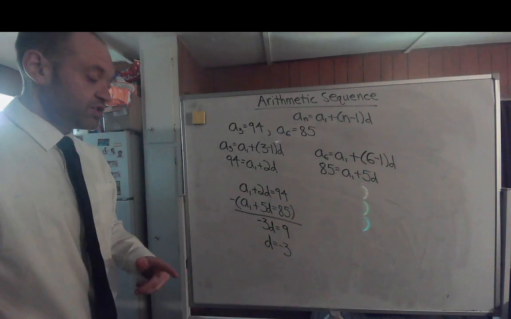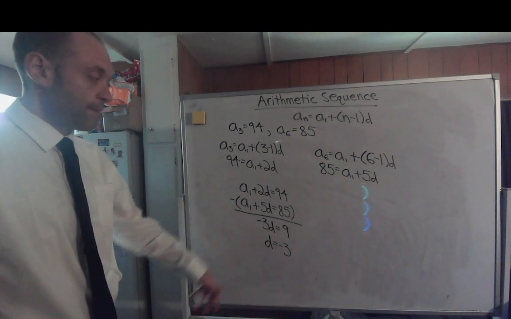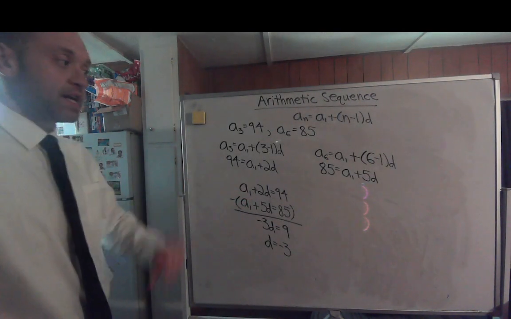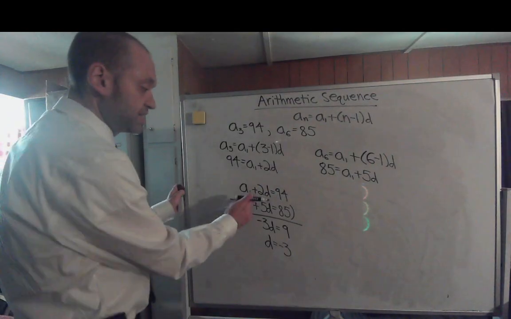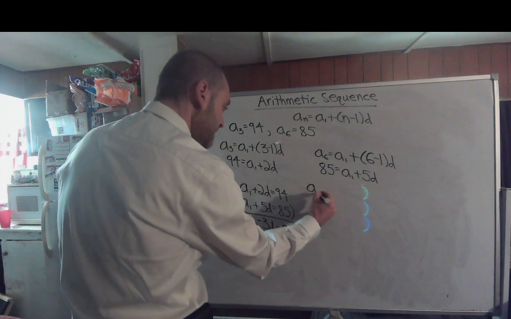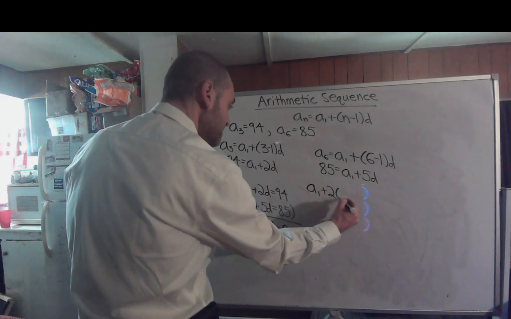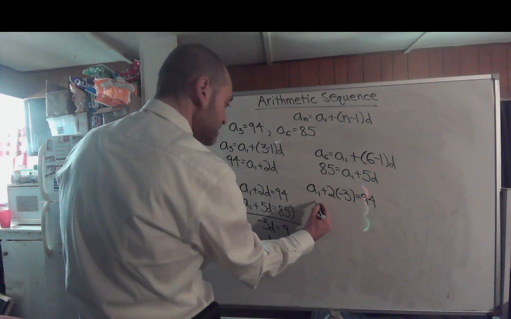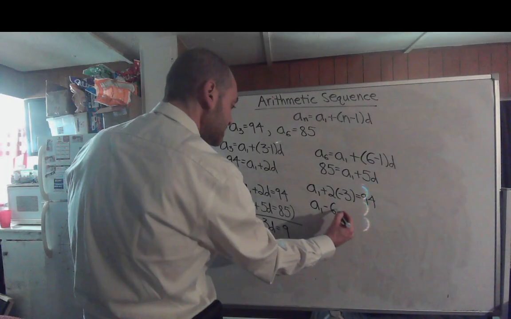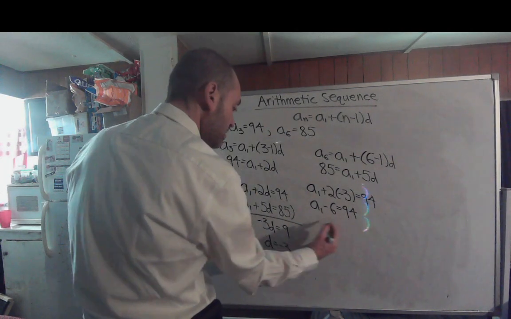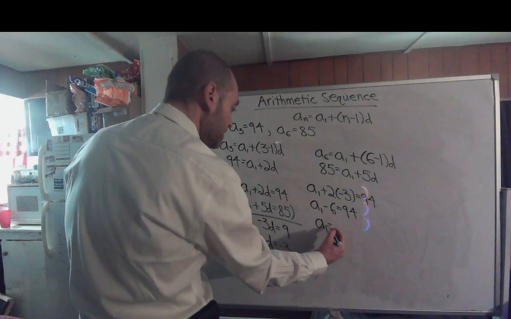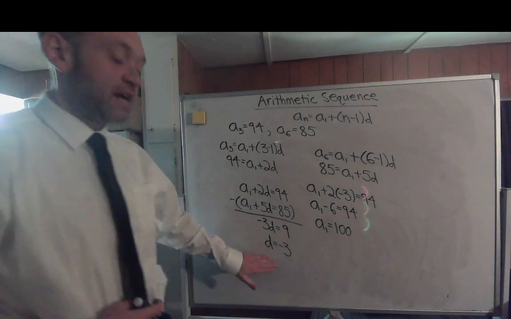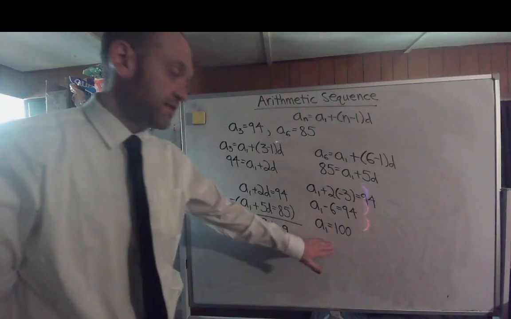Now all I need to do is take that and put this into one of these equations, substitute that d in, and solve for a sub 1, which is easy. I'll take the top equation. So a sub 1 plus 2 times that negative 3 equals 94. So a sub 1 minus 6 equals 94, which means that a sub 1 is going to equal 100. Now I've not only identified my common difference, I've identified the first term from that.